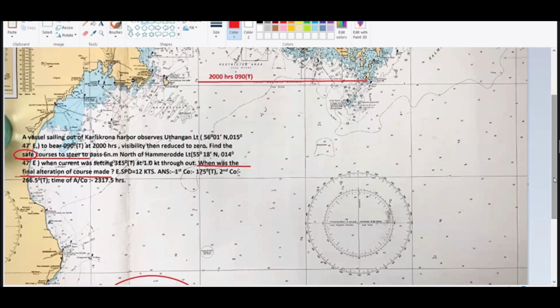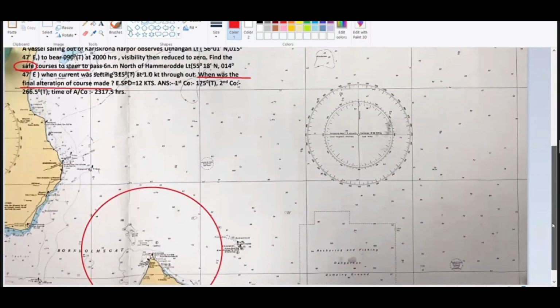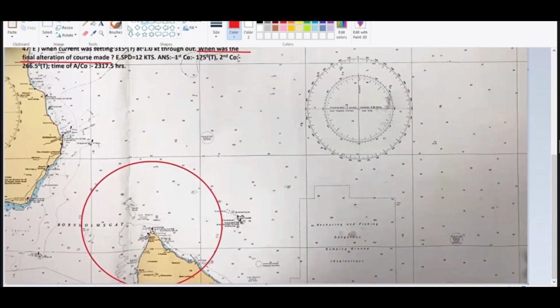That means we have drawn the 2000 hours bearing, and then I have drawn the 6 miles radius circle of Hammerod. This is my Hammerod, 6 miles, and you have to pass north of this. That means this point I have to pass, 6 miles north as mentioned in the question. For that, what course should I steer? See that now, if I join any point from here to here, these are the possibilities I am seeing. If we join one point to another, it will pass north.